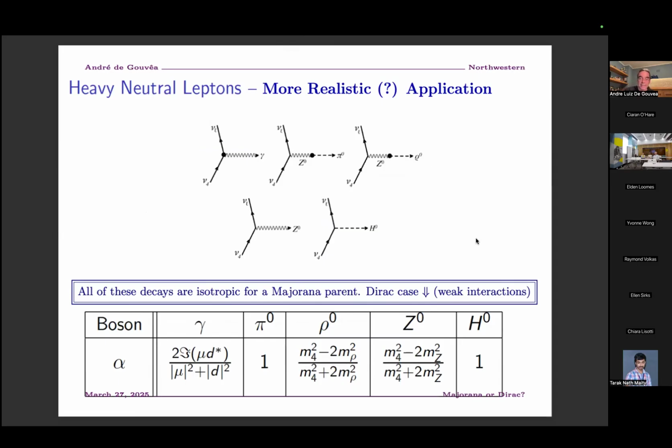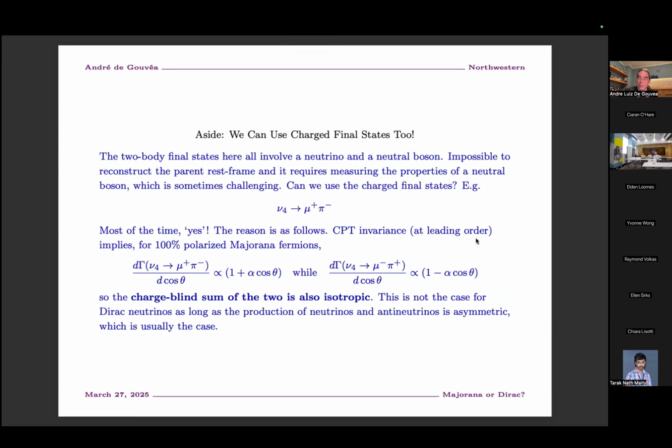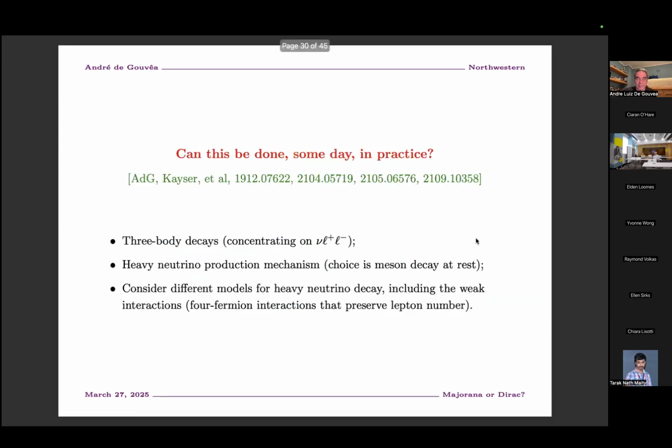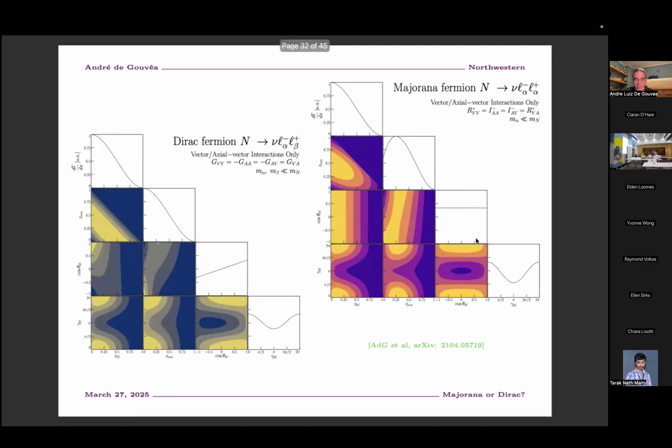Okay, so I'm running out of time. I want to say that we've been thinking about this for a long time, so we have lots of papers on this. We looked at 3-body decays of the HNLs because the 2-body decays are rare. 3-body decays are more exciting. We looked for different ways of telling the two models apart. This is a very complicated kinematic space. I think the message from this figure is that the contour plots on the left and the ones on the right are different. One of those is a Dirac fermion, the other one is a Majorana fermion.